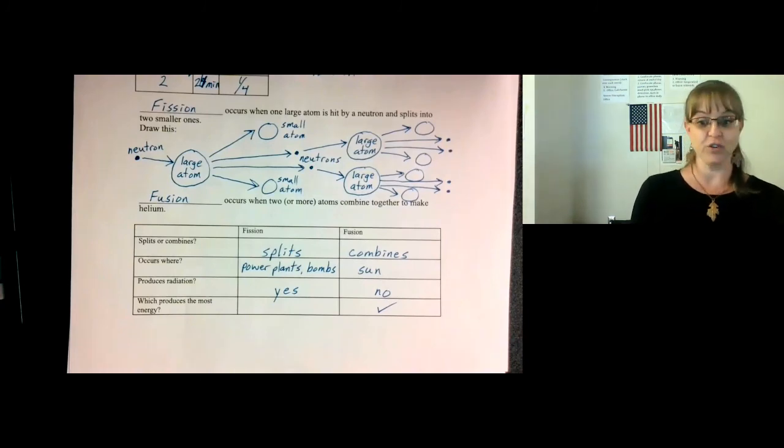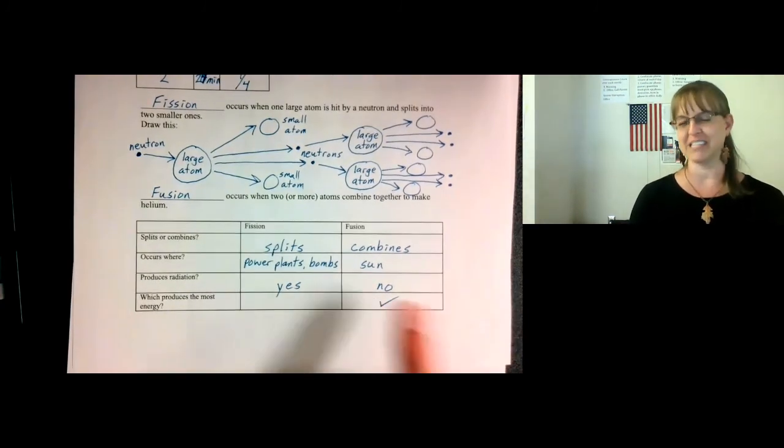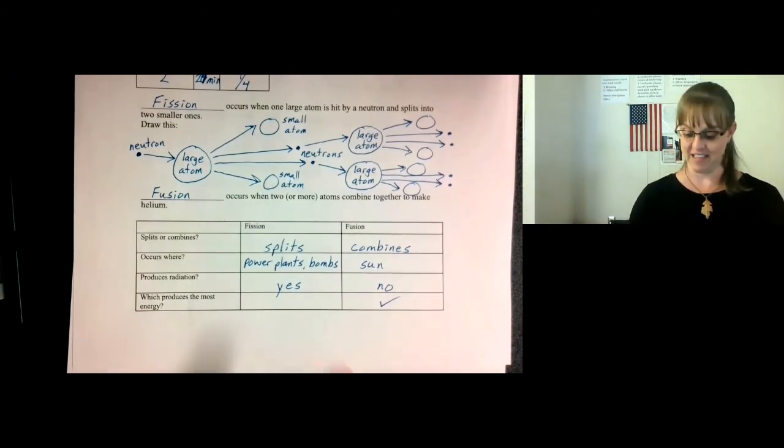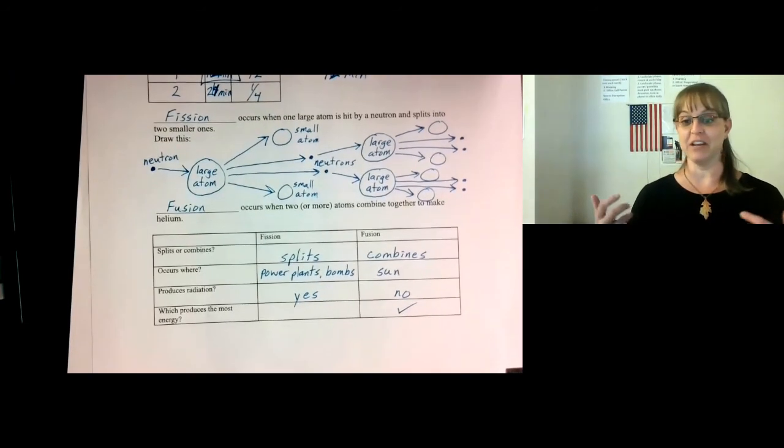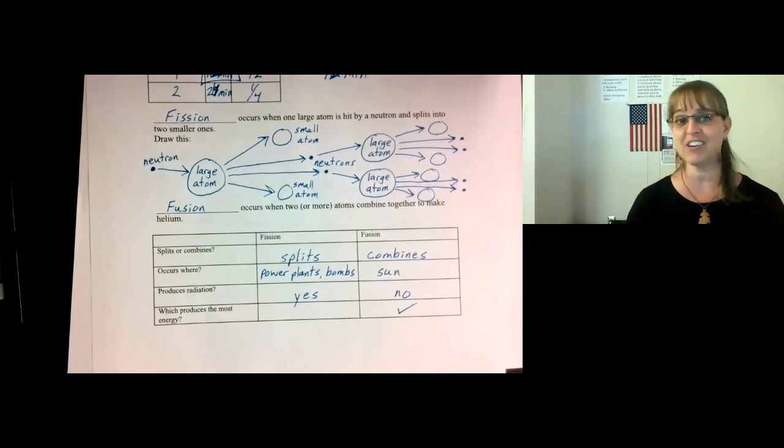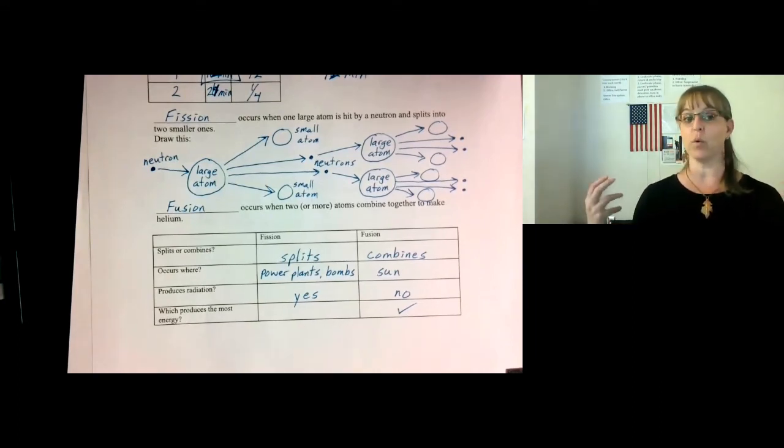We wish we could use fusion in our power plants. It gives off more energy. Notice more energy. It does not make radioactive products. This would be our ideal reaction to produce energy and electricity. The problem is we can't catch the energy yet. It gives off so much energy all over the place. We are not good at catching that energy, so it's not very useful to us yet.